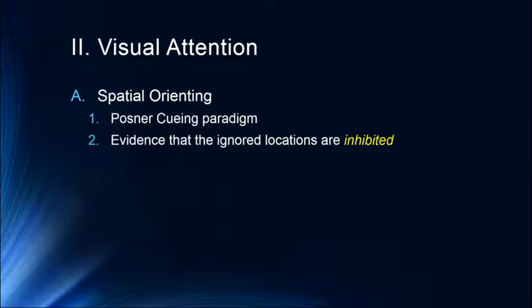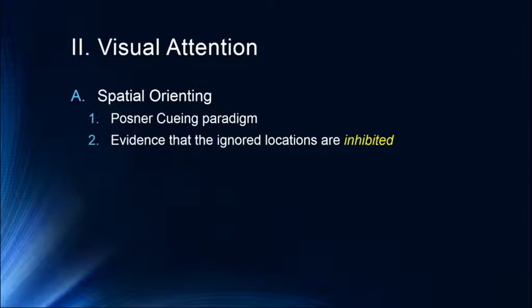What happens is people are cued to a particular location, and on usually about 80% of the trials, the cue directs them to the location where our target is going to appear, and then they are to press a key as soon as that target appears. And so it measures reaction time, and they're fast at finding that location when they've been cued to that location.